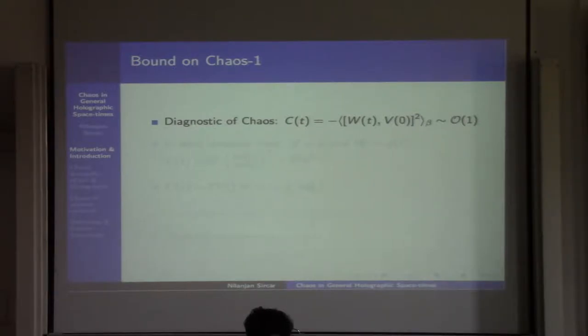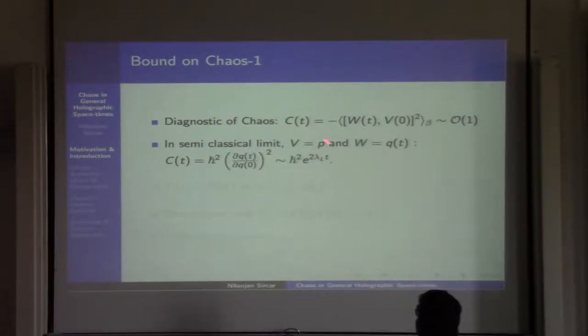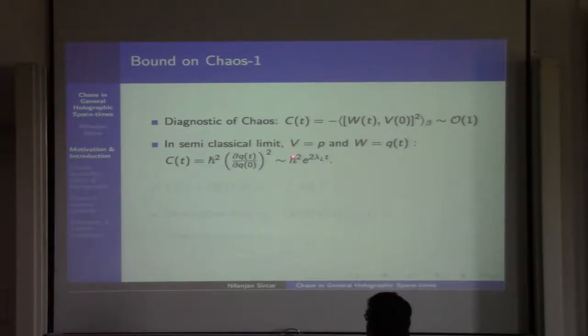In this paper, they also give a semi-classical argument why this is true. If you take this operator to be like the momentum operator in quantum mechanics, and W to be a position at some time t, and take a semi-classical limit, reducing to a Poisson bracket, you can show that C(t) is nothing but the square of the change of the trajectories with respect to the initial condition. If in a system it grows exponentially, then initially it is order h-bar, so it is small, but at large time, of order log h-bar, this can be order 1. This lambda_L is what I was calling the Lyapunov exponent, how the trajectories deviate. And this t-star, the scrambling time where it becomes order 1, is given by this kind of value for these systems.